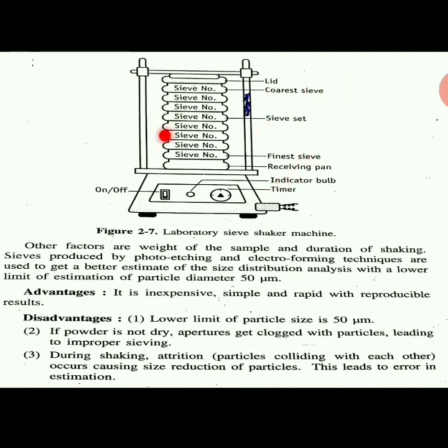Then the third is attrition during shaking. Obviously attrition occurs, and it gives size reduction of particles, which is not good if we require coarse powders. Attrition occurs, and these particles collide with each other, and it gives size reduction of the particle. This is the disadvantage of the sieve shaker machine. This is all about the sieve shaker machine.